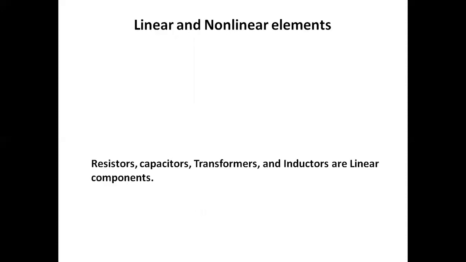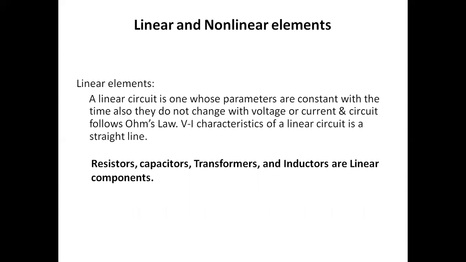Next, linear and non-linear elements. A linear element is one whose parameters are constant with time. Also, the parameters do not change with the voltage or current, and the circuit follows Ohm's law. That is, the VI characteristic of a linear circuit is a straight line passing through the origin.